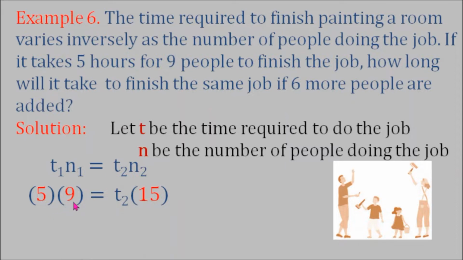So 5 times 9 is 45. So we have 45 equals t sub 2 times 15. Dividing both sides by 15, t sub 2 is 3 hours.